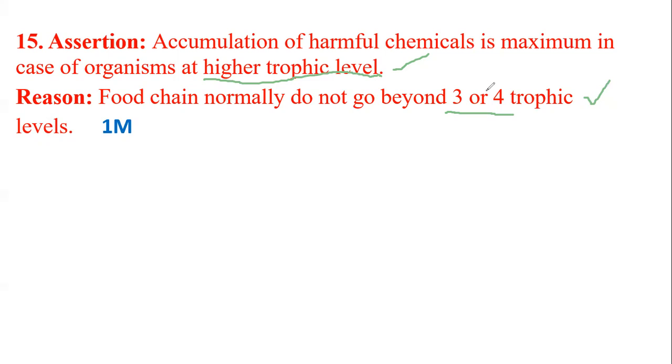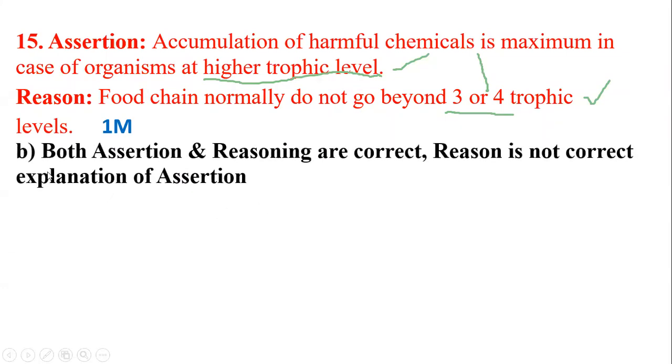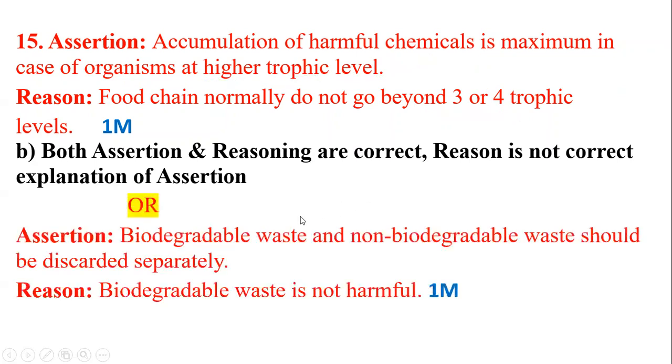Now think whether this statement is related to the assertion. No. The reason is not a correct explanation for the assertion. Both are correct, but the reason is not a correct explanation for the assertion. So we can take option B: both assertion and reasoning are correct, reason is not the correct explanation of assertion. Have you got the idea? Next, move to the next question.